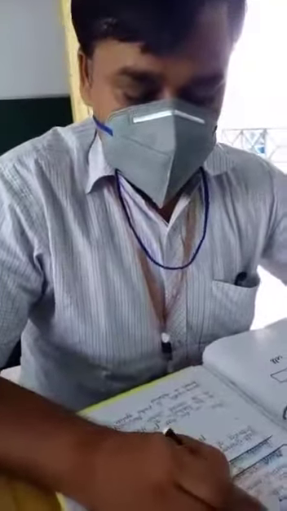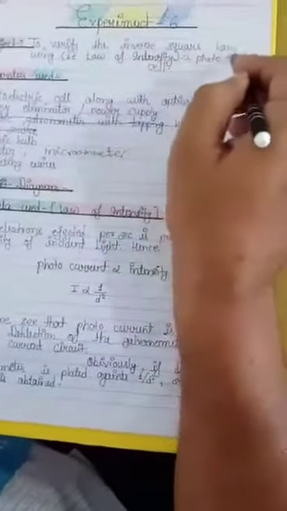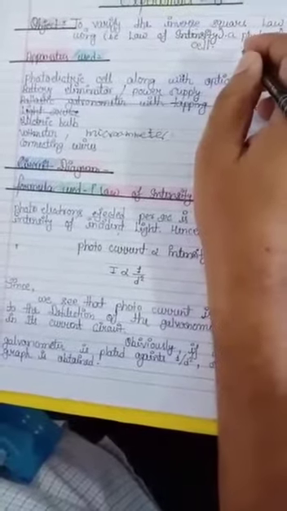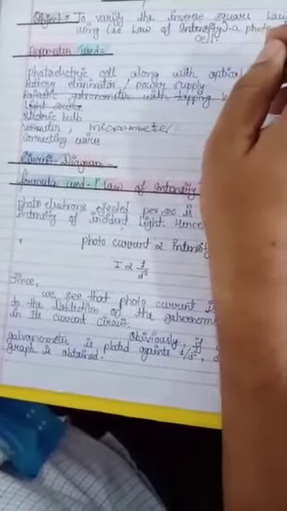Today I am going to demonstrate a new experiment, that is to verify the inverse square law using a photovoltaic cell. What is a photovoltaic cell? A photovoltaic cell is a device which converts optical energy into electrical energy.